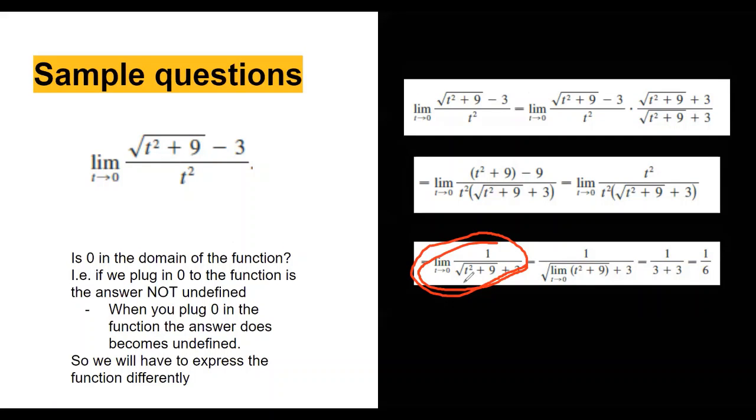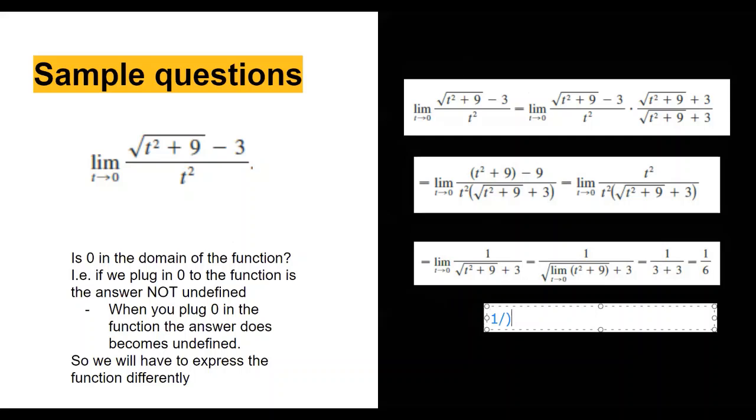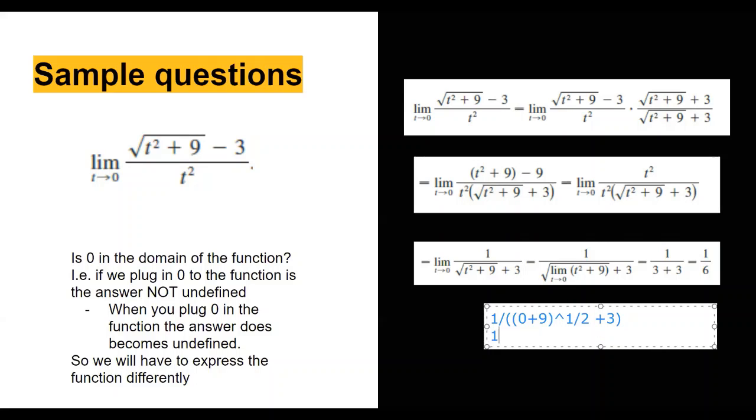Now, if you look carefully, we can actually substitute t in this term. As in, at this point, if I substitute t squared with 0, my answer would just be 1 divided by square root of 0 plus 9 plus 3, which becomes 1 divided by 3 plus 3, and that gives us 1 divided by 6.